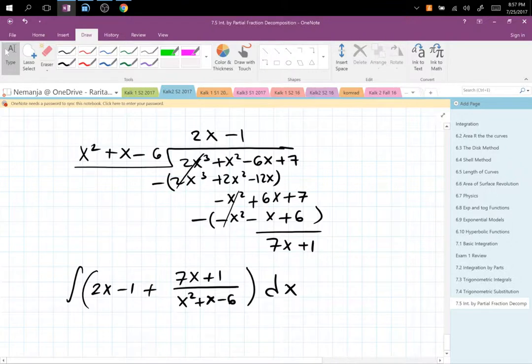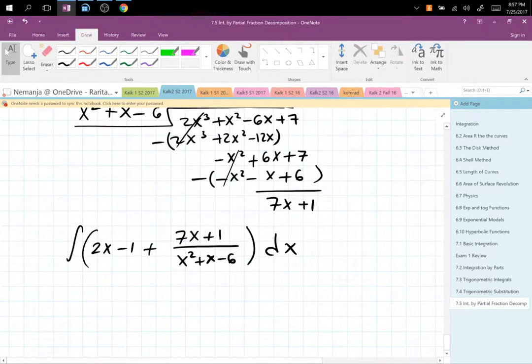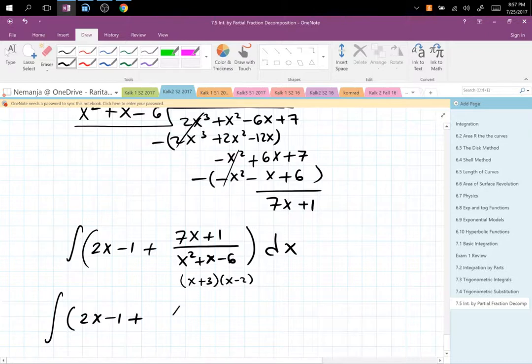So you see that the long division gave us this part here, which is easy to integrate, and this part here, which we have to use partial fractions for. So now we just go and finish off the problem using partial fractions. 2x minus 1 plus this one factors over x plus 3, x minus 2. So I have A over x plus 3 plus B over x minus 2, everything dx.